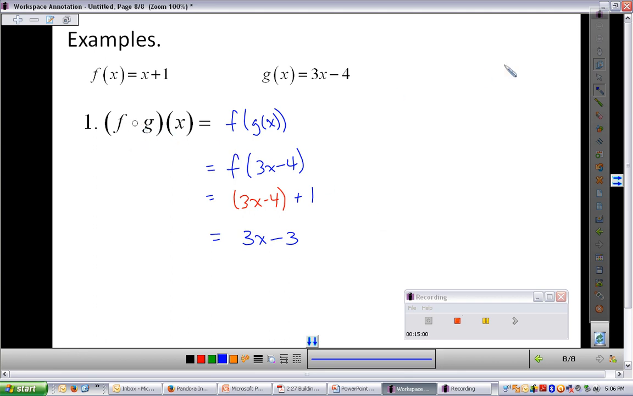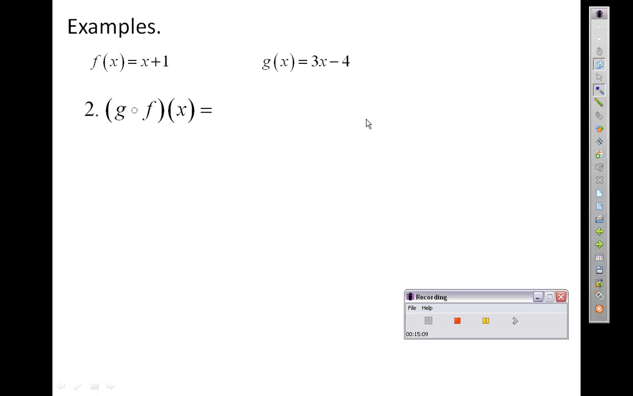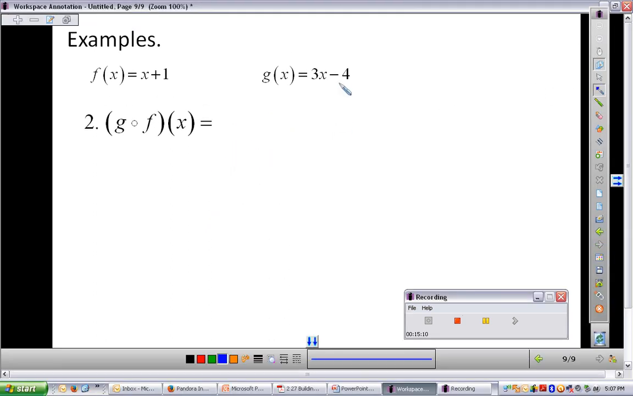Just as we can take f of g of x, let's flip this around and try g of f of x. So this is a very similar process, but we're going to get a different function. So again, to think of this another way, I can write this as g of f of x. And again, think to yourself, I'm starting on the inside, so this time I'm starting with f of x.